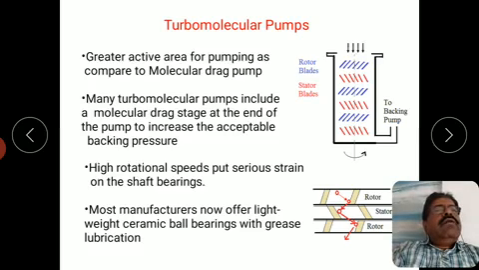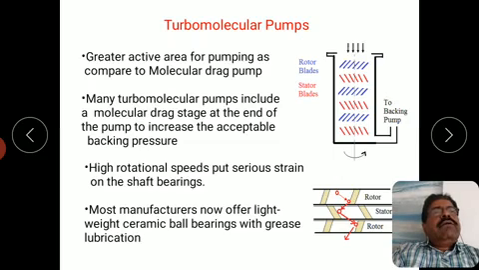Now one important feature of this turbomolecular pump is that it has greater active area for pumping as compared to the earlier type that we have studied, that is the molecular drag pump. So the active area present inside this mechanism is larger as compared to the molecular drag pump.